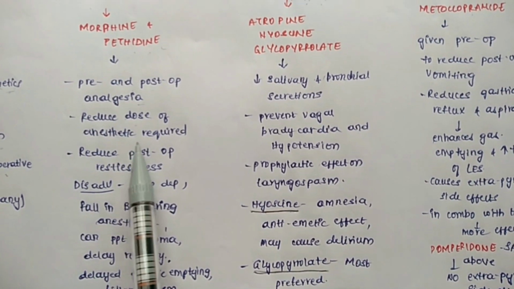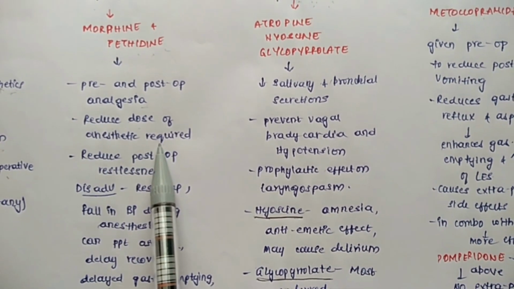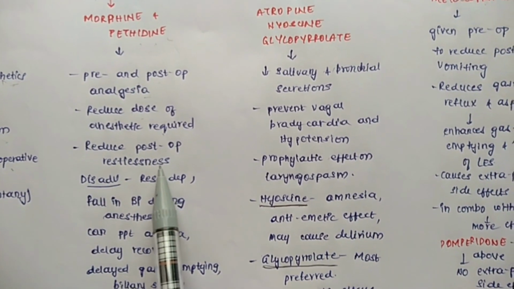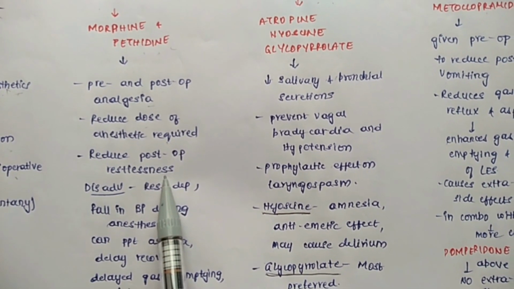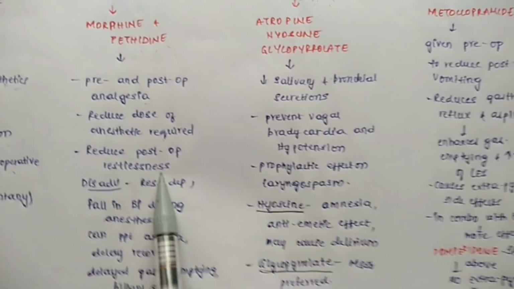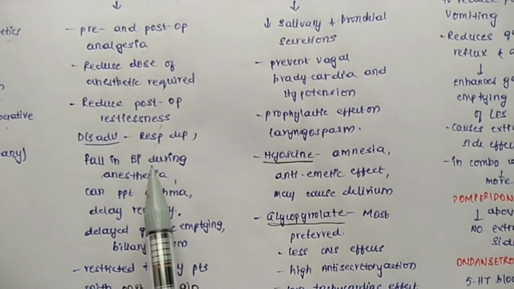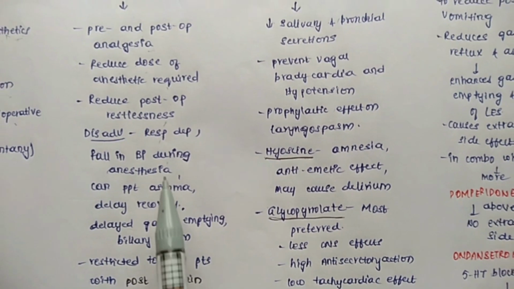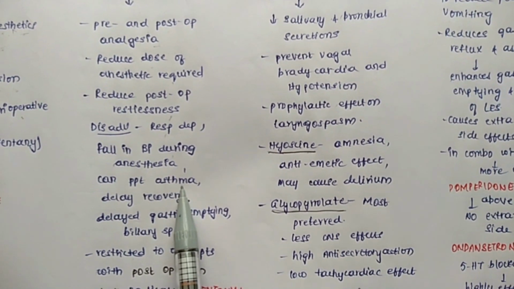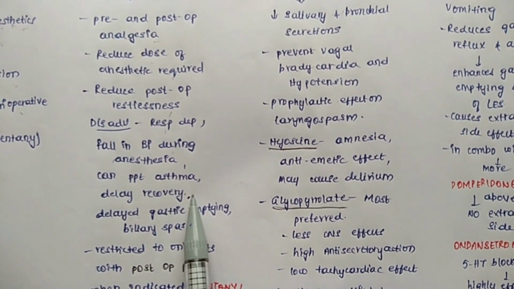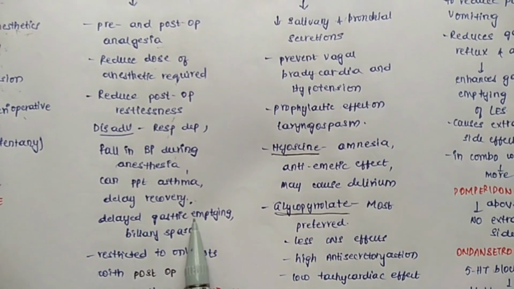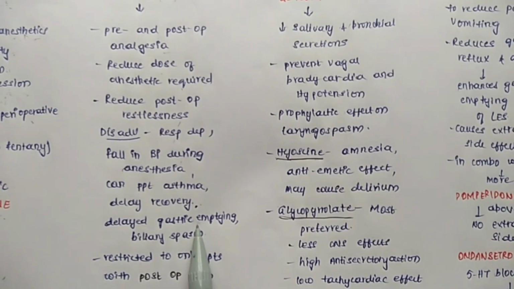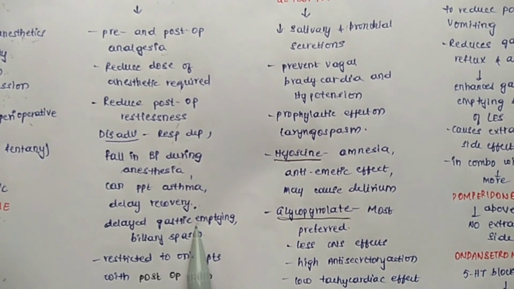They reduce the dose of anesthetic required to produce anesthesia as they are also producing analgesia. They reduce the post-operative restlessness. But besides these effects, these have many disadvantages like respiratory depression. They cause fall in BP during the anesthesia or during the period of surgery. They can precipitate an effect of asthma. They delay the recovery of the patient. They delay the gastric emptying. They can cause biliary spasm. And due to delay of the gastric emptying, the patient can suffer from constipation.